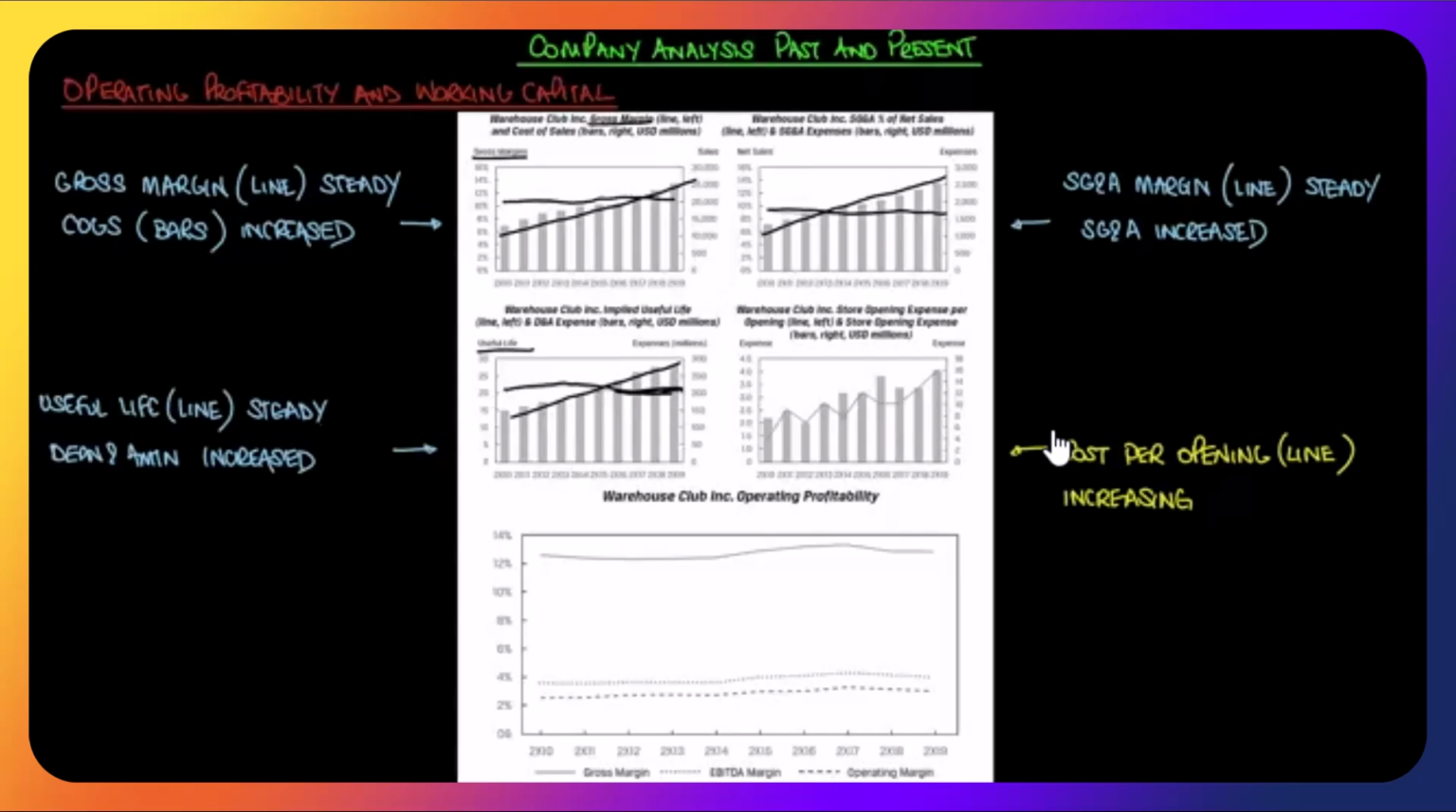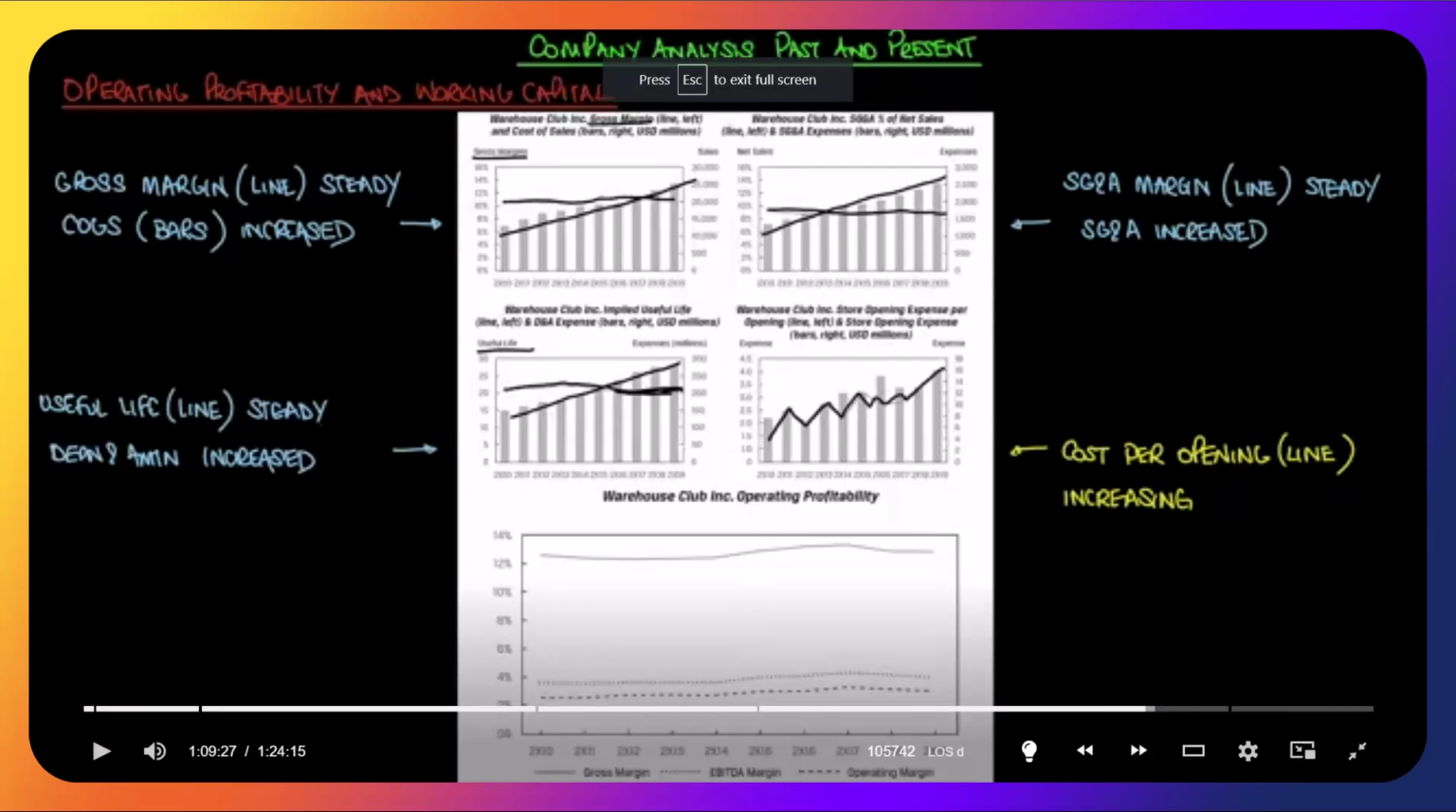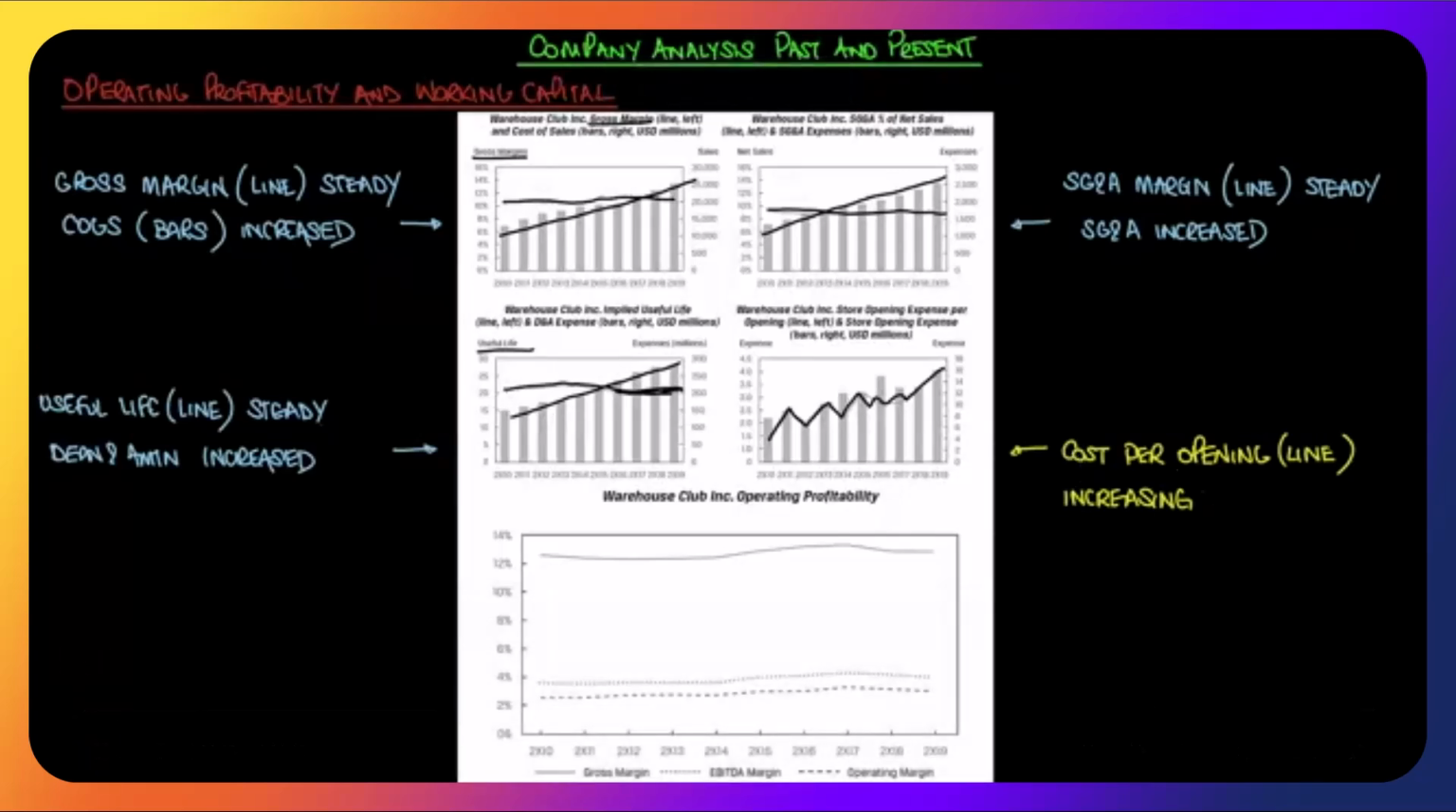Taking your opening costs in total divided by the number of stores you opened. That is not steady. It's kind of all over the place. I've added an extra wiggle in there just for dramatic effect, but you can see the point. It is increasing over time. Good, bad, indifferent, just begs the question.